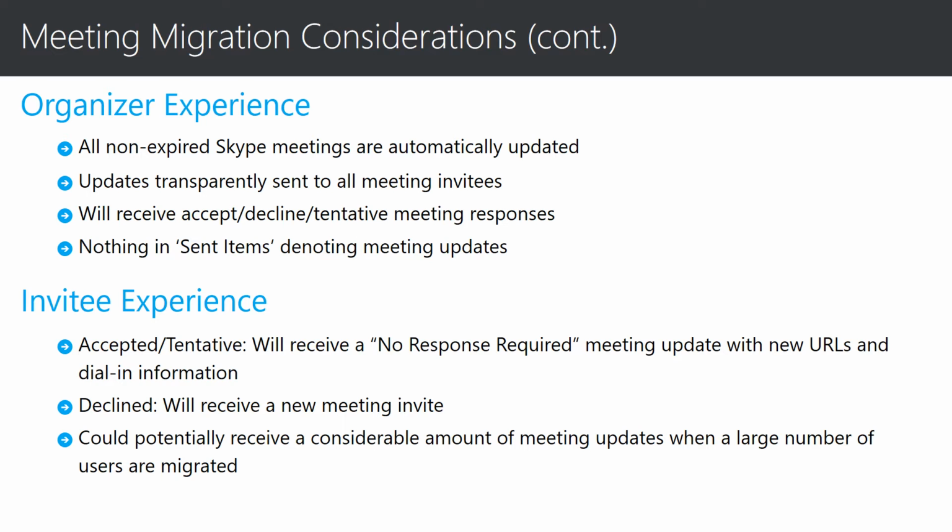For the invitee, if they have previously accepted or tentatively accepted the meeting, they will receive an update with no response required, and the meeting will automatically be updated in their calendar. If the invitee has declined the original meeting invite, they will receive a new meeting invite which they will have to decline again. Again, we will want to stress to the team that the invitee could potentially receive a large amount of new meeting updates and invites if a large number of users are migrated or modified.